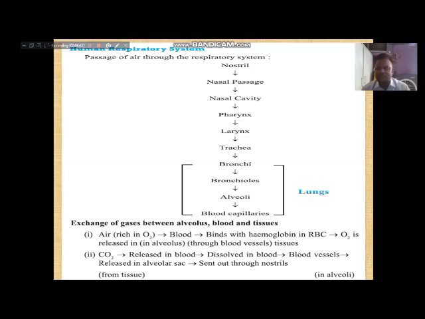Now again, the same blood carries carbon dioxide released by the different tissues to the same point, the alveoli, where it is released. The same carbon dioxide moves outside through the alveoli to bronchioles, bronchi, trachea, larynx, and pharynx, coming out the same way. So this is how, in human respiration, the air enters and comes out, the passage of air outside and inside.